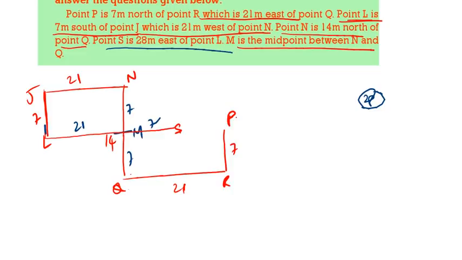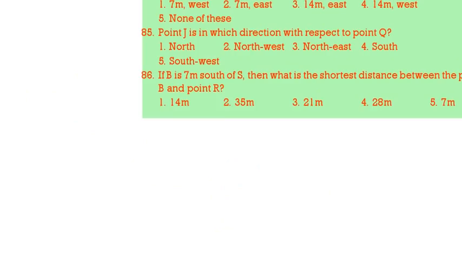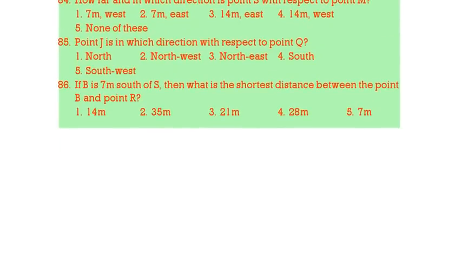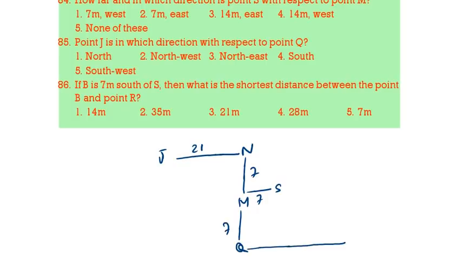Now based on this, we should answer the questions. See the first question. See, this is the direction we got. J 21 meters, N 7 meters, M, S, this is 7 meters, then Q, this is 7 meters. This is 21 meters R. This is P. This is L. So this is what we got.